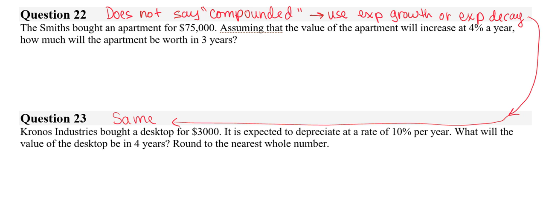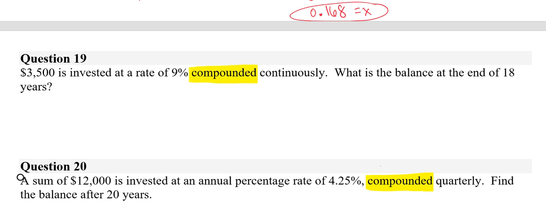All right, let's go back up to compounded. Now the next part is to look for that keyword that lets you know which formula you're actually going to use. This one says continuously. That means our formula is the Pert. And remember, e is just a button on the calculator. We've got to find P, R, and T. P is the principal or the starting amount of money, R is the rate, and T is the time.